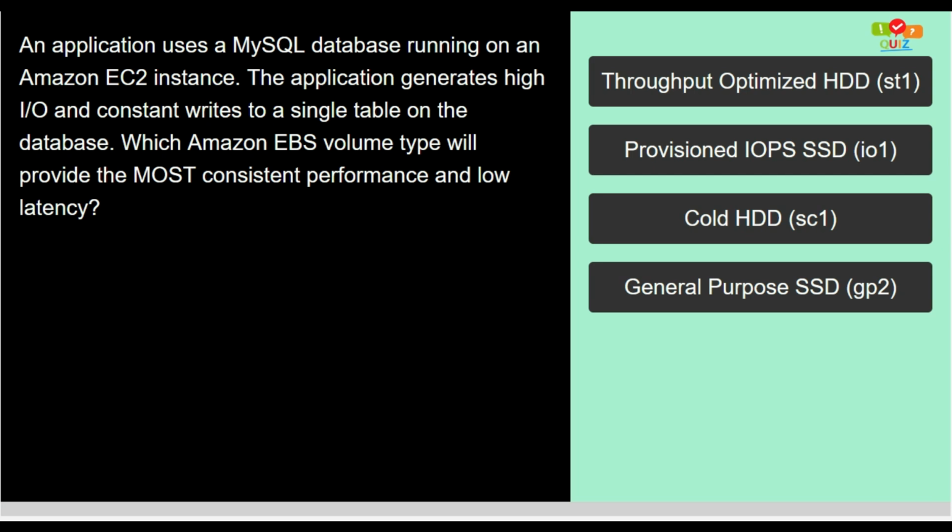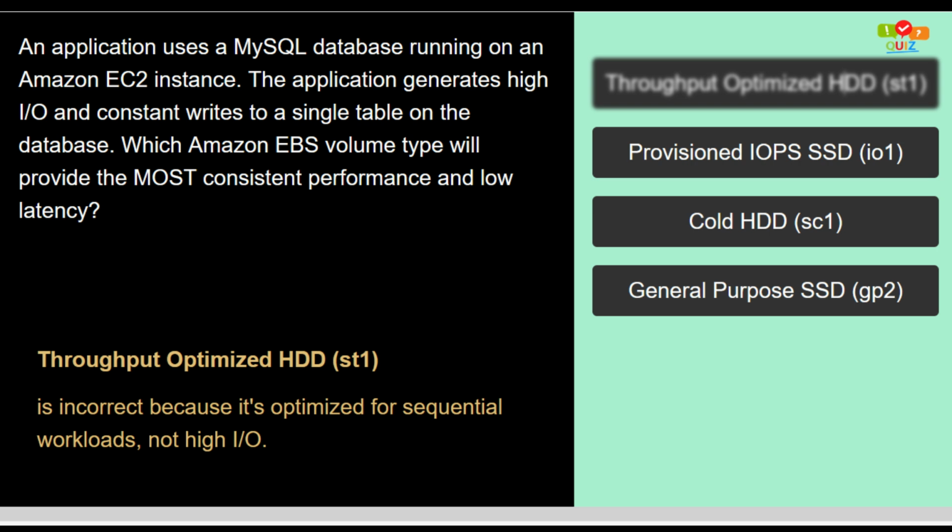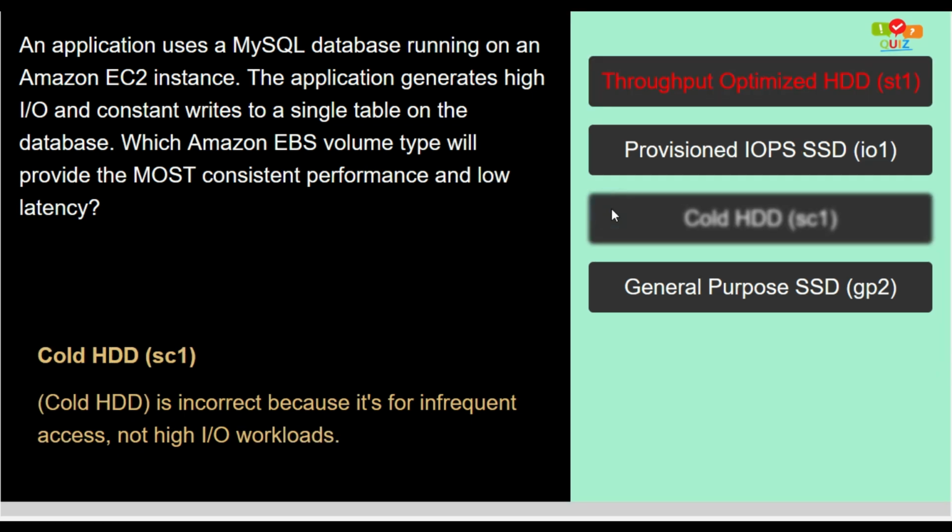Time up. Now let us analyze the answers. Option 1, throughput optimized HDD, which is ST1. Option 3, cold HDD SC1. Cold HDD is incorrect because it's for infrequent access, not high IO workloads. Okay, so this is also the wrong answer.